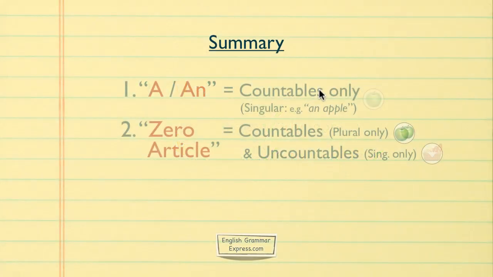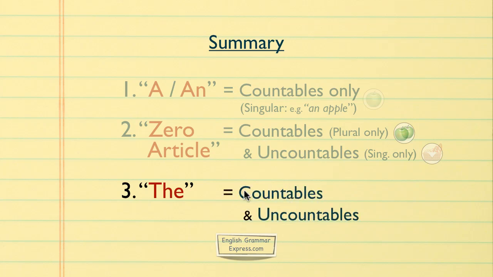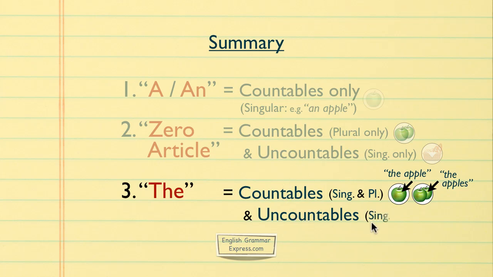Let's finish our summary page now. The is for countables and uncountables. For countables, it can be in the singular and the plural. So we have the apple and the apples. And for uncountables, it's always in the singular. So the bread is the example here.